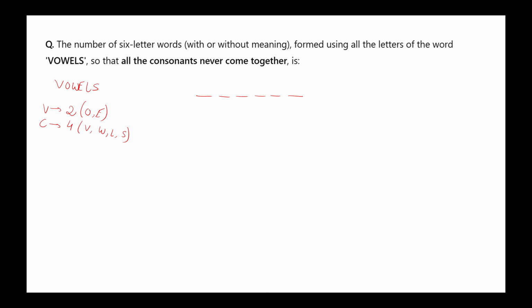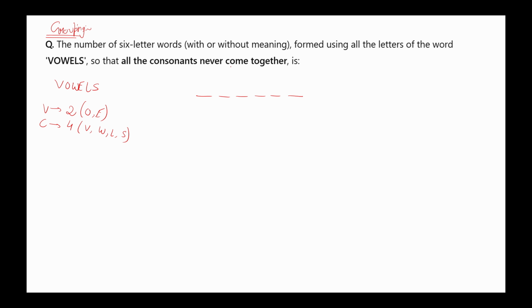6-digit words with or without meaning, formed using the letters of the word, in which the consonants never come together. So what am I going to do? Again, this is a question of grouping. Firstly, I'm going to find out the total ways of arranging. I will subtract all those ways in which the consonants come together. I hope you are understanding this.